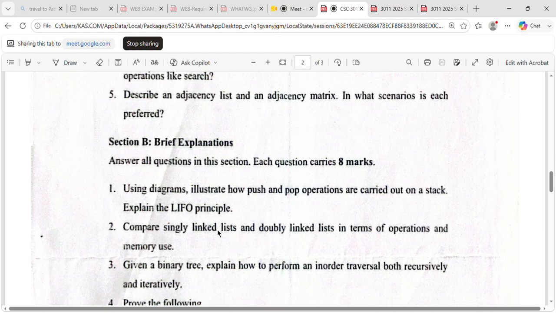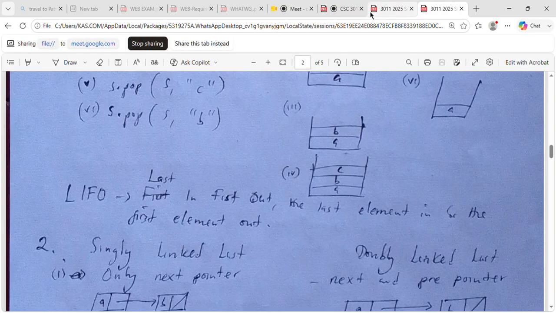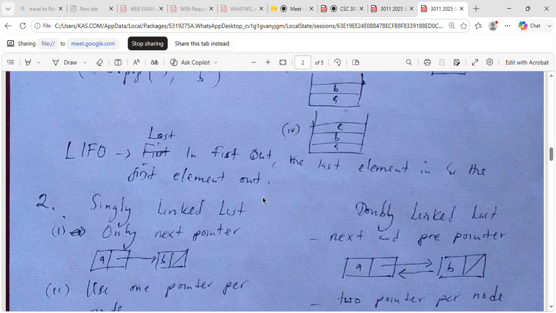but in this guy we only have the arrow from A to B. In this guy, the doubly linked list, we have the arrows from A to B. So A links to B and B links back to A. Now in terms of operations and memory use, okay, I think that one we can discuss.